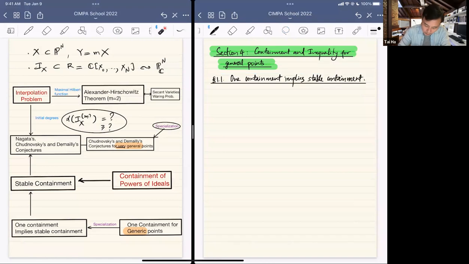So what we did was to prove the following theorem. This is 4.1. This is a theorem by Bisui, Grifo, Hà, and Nguyen in 2021.